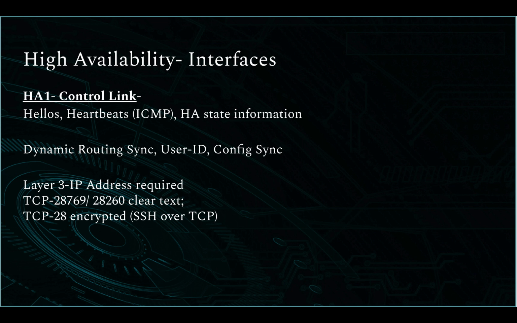Every time we do a configuration change on our primary firewall or active firewall, we're going to push that over to the passive firewall. Now, the HA1 link is a layer 3 link. It has an IP address that's required on both sides of that link. By default, it's going to be doing TCP port 28769 and 28260 in clear text. You can also go encrypted, where you'll do SSH over TCP.